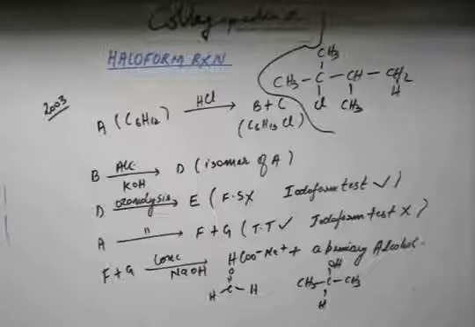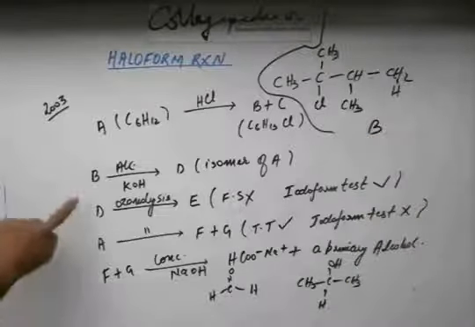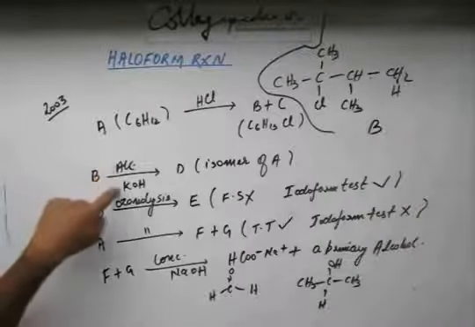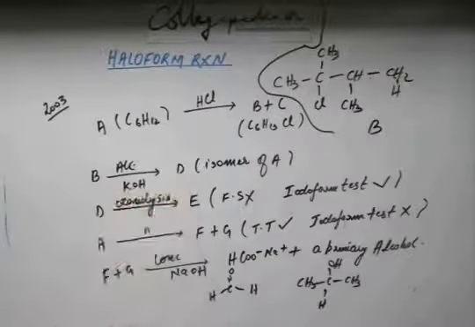Fine. So this is B. Note it down. Now let's move ahead. From B you're adding alcoholic KOH, and now you're getting an isomer. Alcoholic KOH is a base. It will carry out an elimination reaction here.